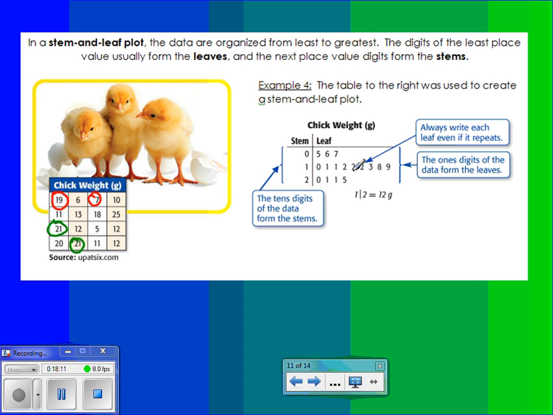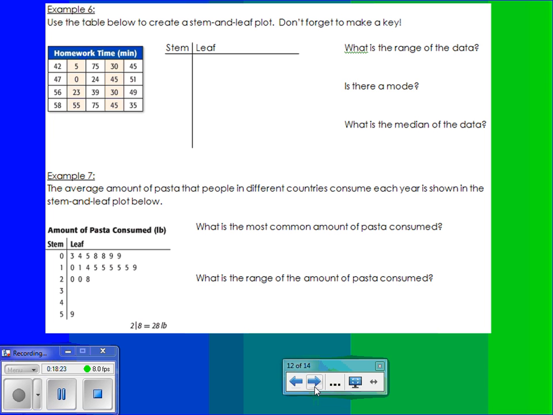How many times does 11 show up? 2. Right here, here's a 1 and a 1, a 1 and a 1. 2 11s, 10's place, 1's place. Very good. Okay, so now we're going to create one of our own.